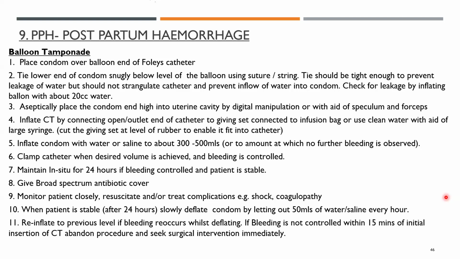Once that's in, clamp the catheter when the desired volume is achieved and when your bleeding is controlled. Maintain this tamponade in situ for the next 24 hours if bleeding is controlled, the patient has stopped bleeding and the patient is stable. Once you've done that, start the patient on broad-spectrum antibiotic cover and monitor them closely. Treat or resuscitate any other complications, such as shock or any coagulopathies. So treat any of the other things that are happening at the same time.